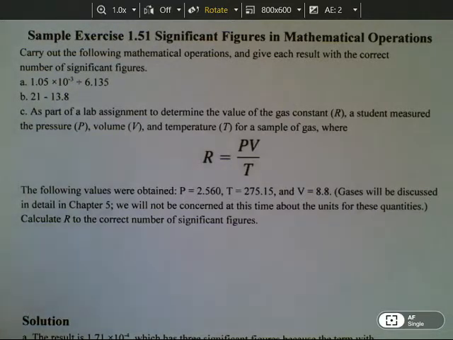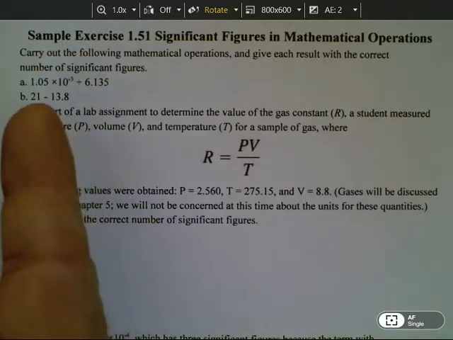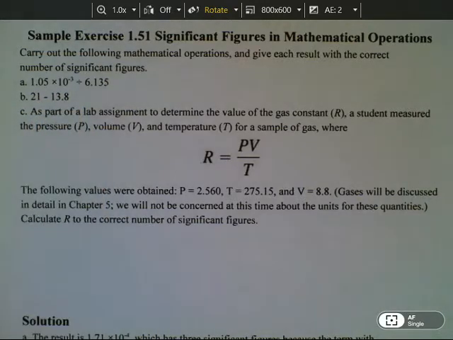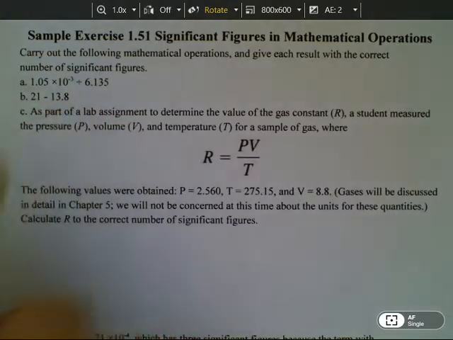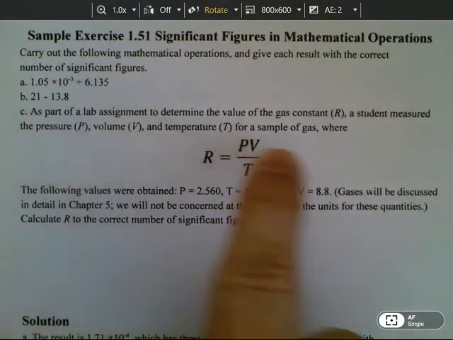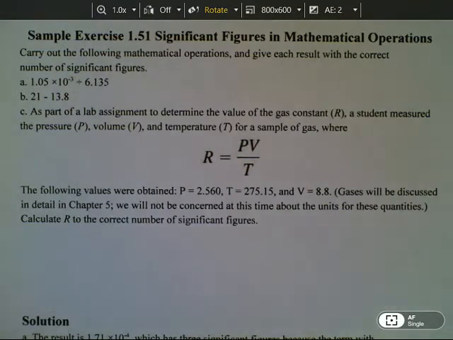Now, two of these sample problems are going to be pretty simple. Just seeing if you can use the significant figure rules for a multiplication and division problem, and then an addition and subtraction problem. But then we're actually going to do a whole calculation. We're going to throw numbers into an equation and solve it, and then based on whatever number we get, we're going to evaluate how many significant figures we're going to report that answer with.